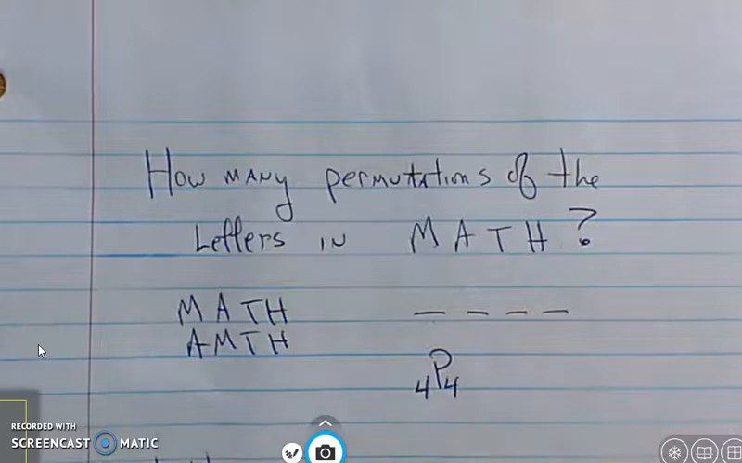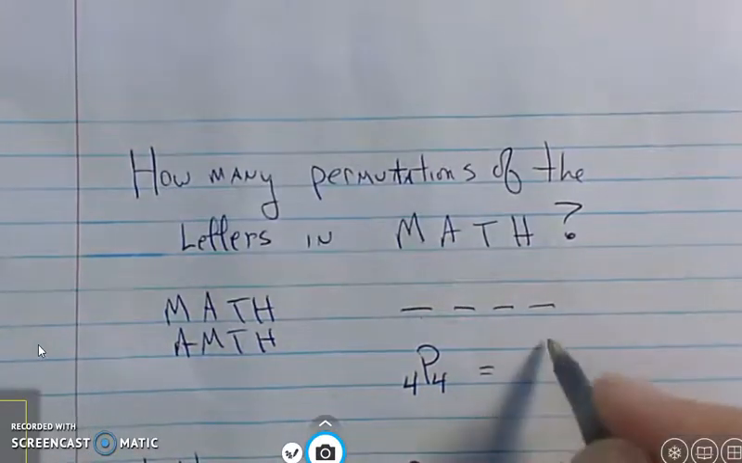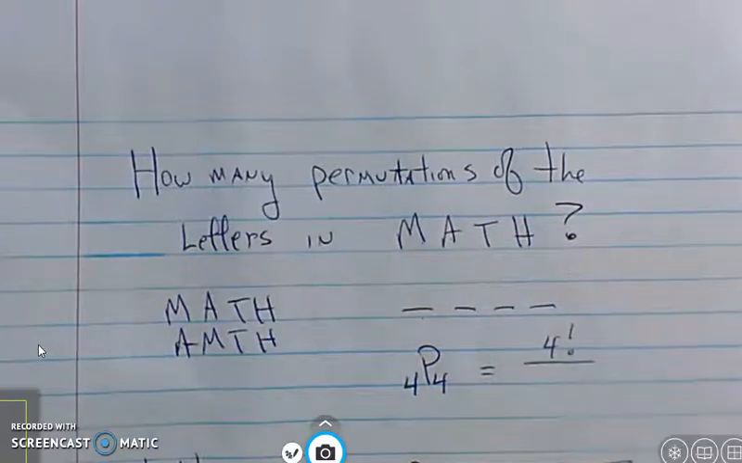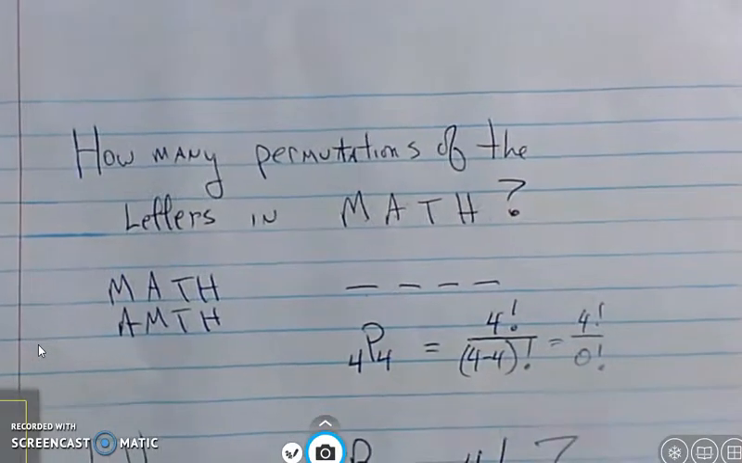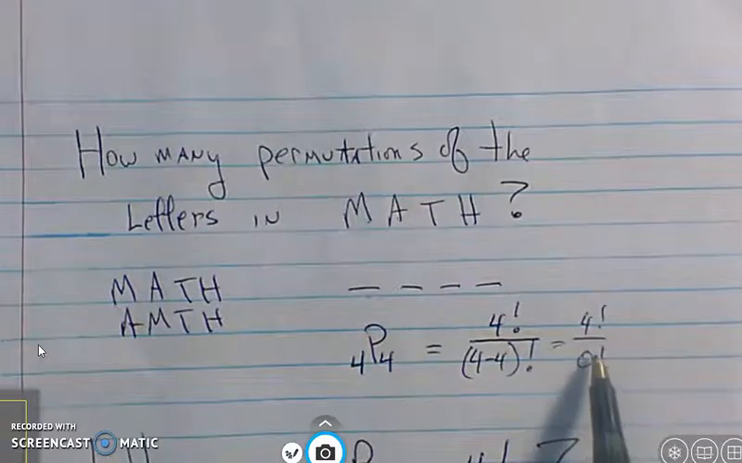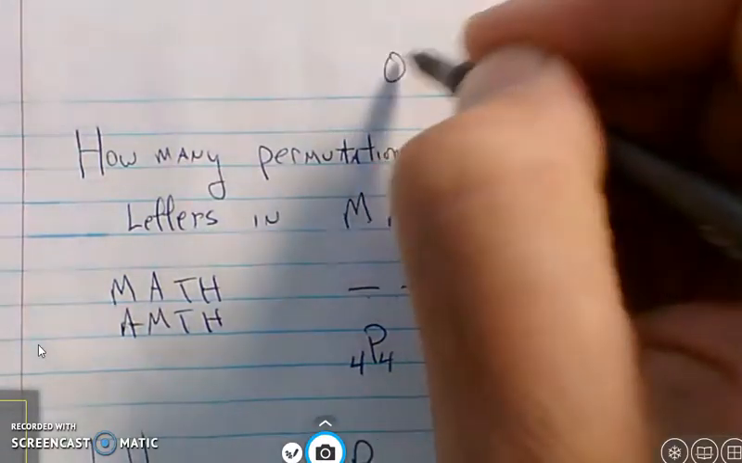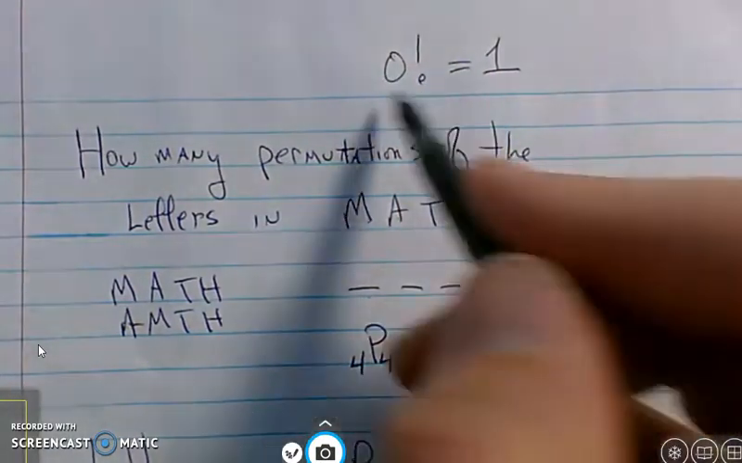That's a permutation of 4 choose 4. So, as those previous examples, that's going to be 4 factorial over 4 minus 4 factorial, which is really 4 factorial over 0 factorial. Now, we haven't talked about this quite enough, but we have defined it in some earlier notes that 0 factorial is always 1, and that's based off of patterns.